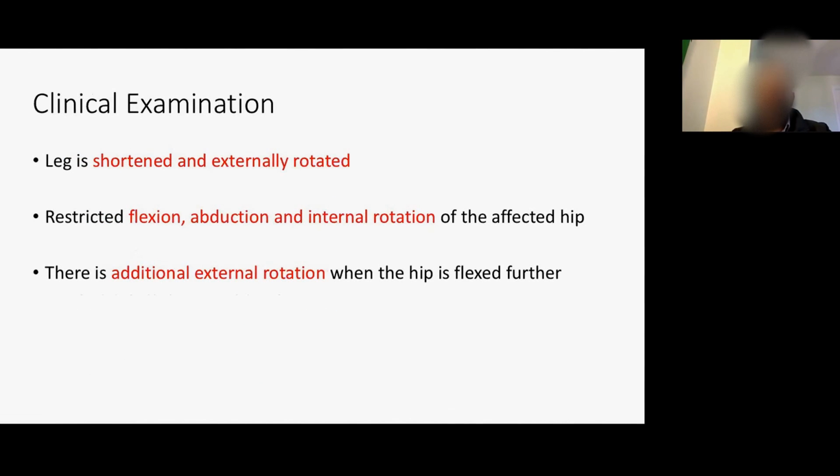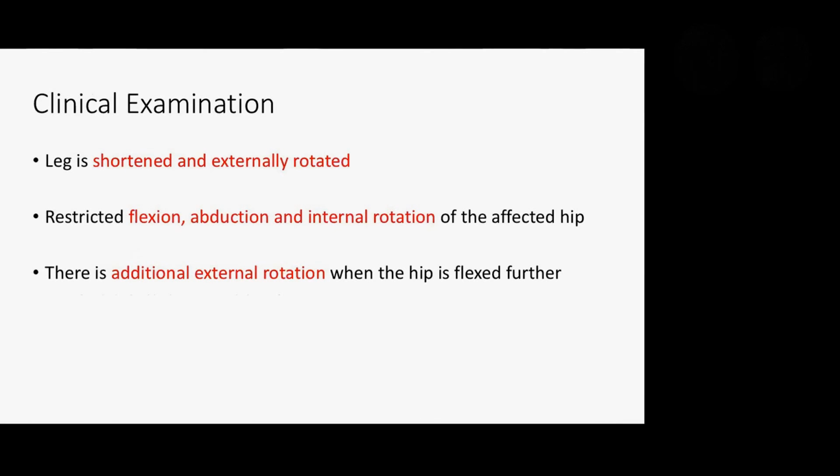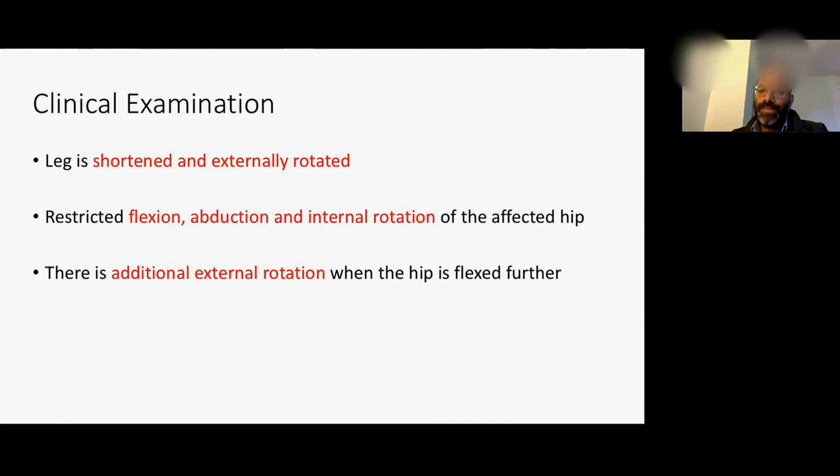On clinical examination, the leg is shortened and externally rotated. There is restriction of movement, especially flexion, abduction, and internal rotation. There may be additional external rotation when you try to flex the hip.